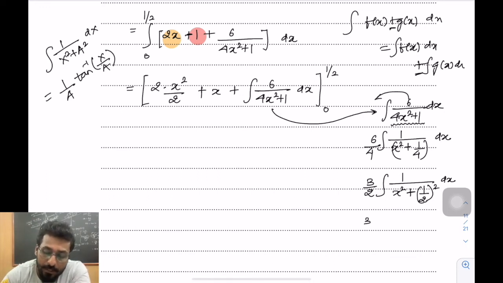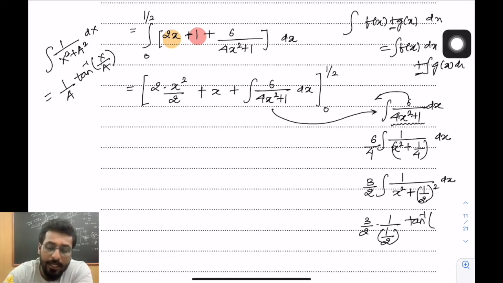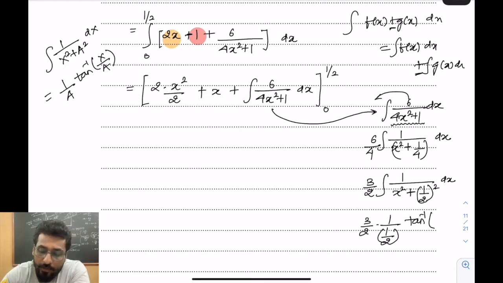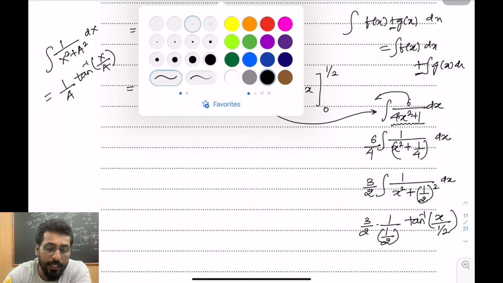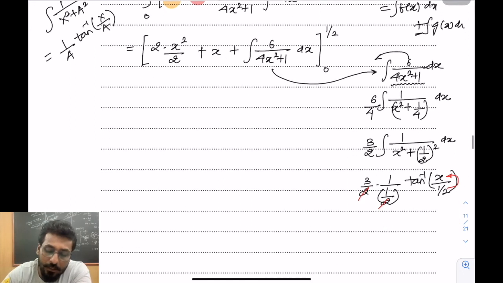So I'll be getting my answer as 3 upon 2 into 1 upon a. So that's 1 by 2 tan inverse of x upon a. So I have here x upon 1 upon 2. So can you now easily understand that this 2 and the 2 is going to get cancelled, this 2 is going to go up. So my answer is basically 3 times tan inverse of 2x.